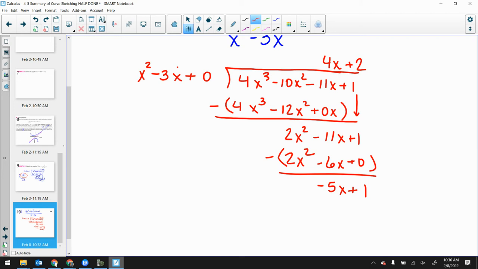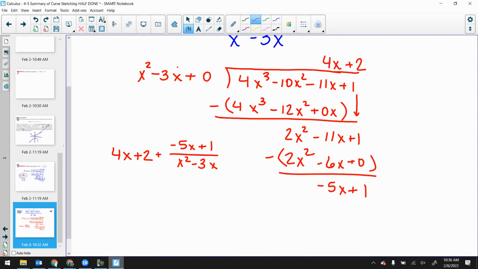Now I know I can stop because the degree of the remainder is now smaller than the degree of the denominator, right? This x is now smaller degree than what I was dividing by. So I know that this is truly 4x plus 2 with the remainder of negative 5x plus 1 over x squared minus 3x.